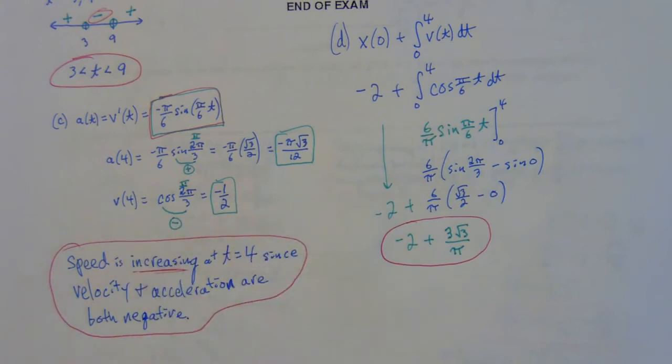And then you have to justify: speed is increasing at t equals 4 since the velocity and acceleration are both negative. Or you could say speed is increasing at t equals 4 since velocity and acceleration have the same sign. You know, they're both negative right there.